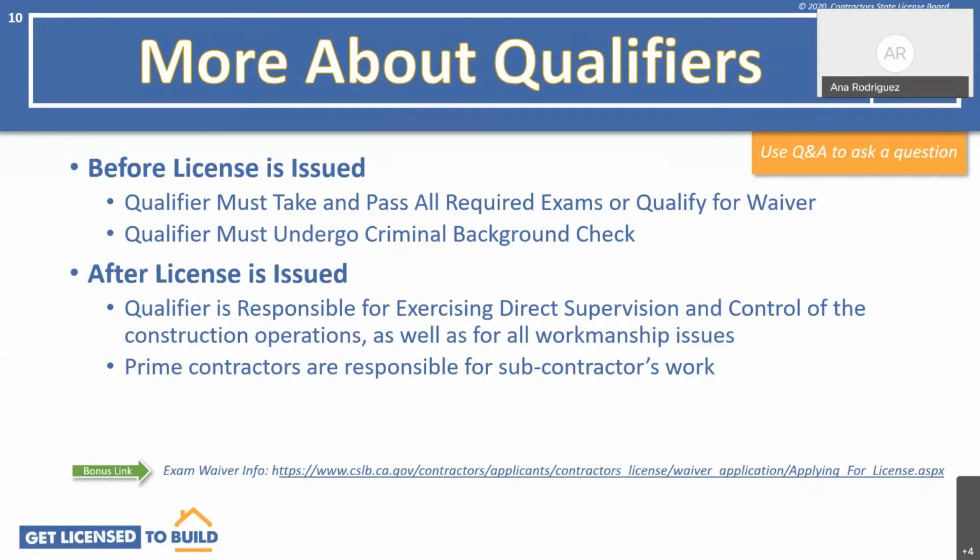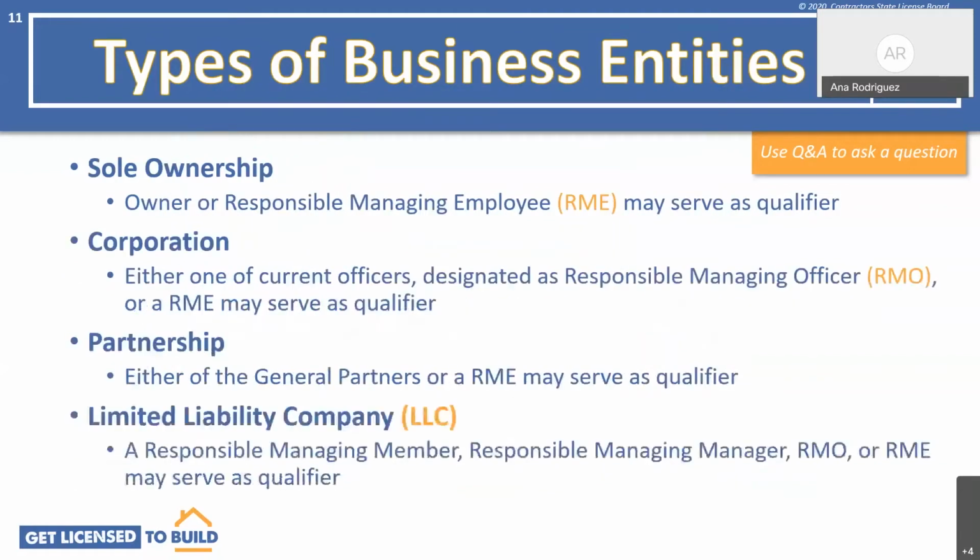After the license is issued, the qualifier must be in a position to exercise direct supervision and control of the company's operations. They are also responsible for all workmanship issues. It is also important to note here that if you are trying to get a B general building contractor license and you hire subcontractors to work under you, you are responsible as a project's prime contractor for the work that they do.